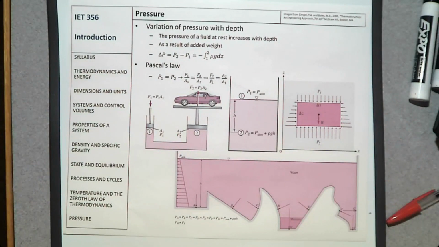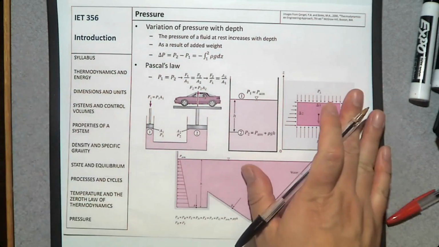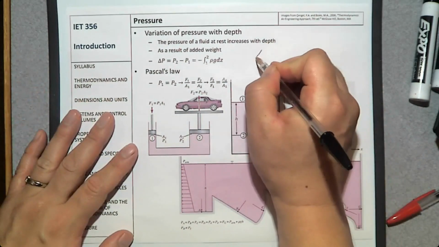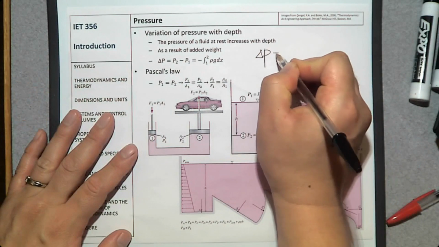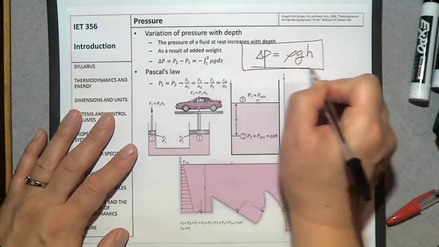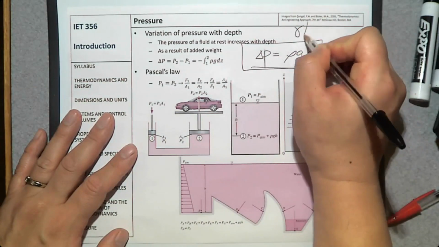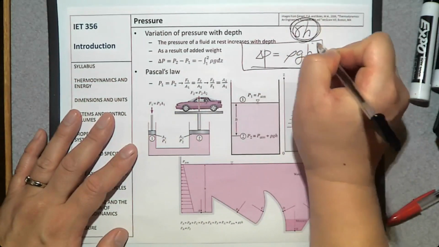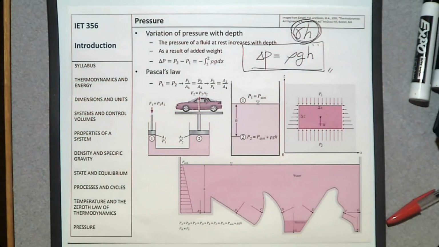Changing pressure is pretty simple to calculate. The rule is always number one, just one. Delta P is rho g h, or you can say gamma h, the specific weight. Delta P is rho g h. What is rho? Density. What is g? Gravity. h? Height. Then you can calculate the difference in pressure.